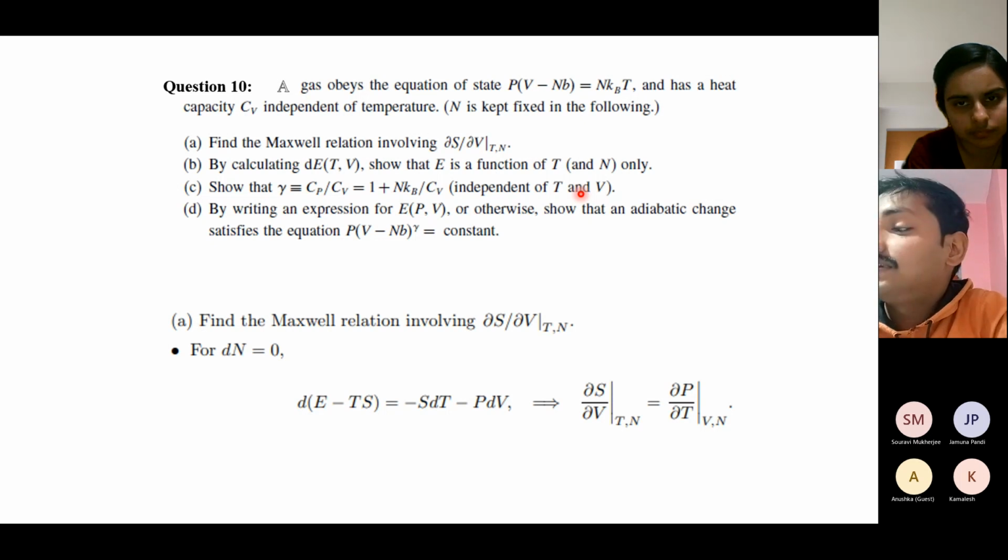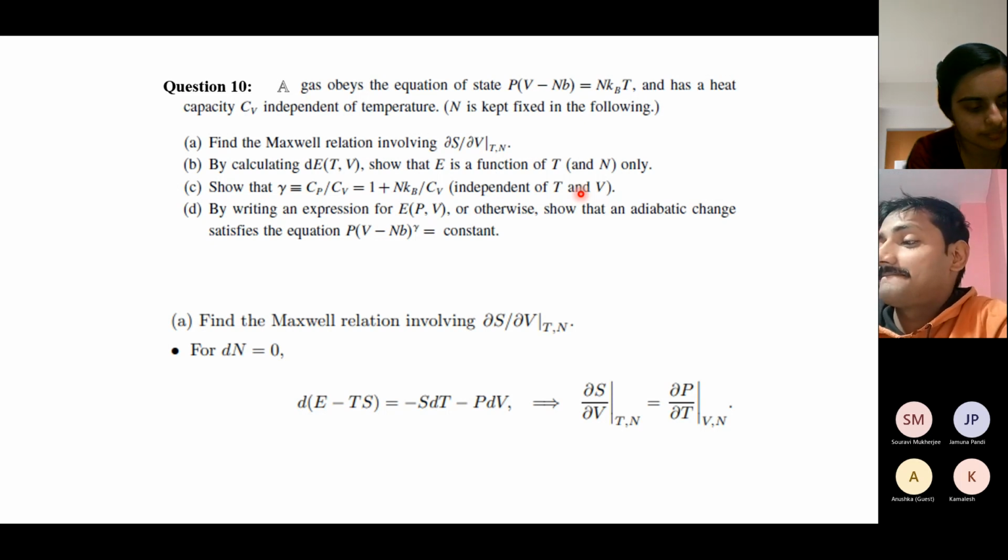To use the CV as ds upon dt at constant... Sorry, it depends on temperature. Yes.